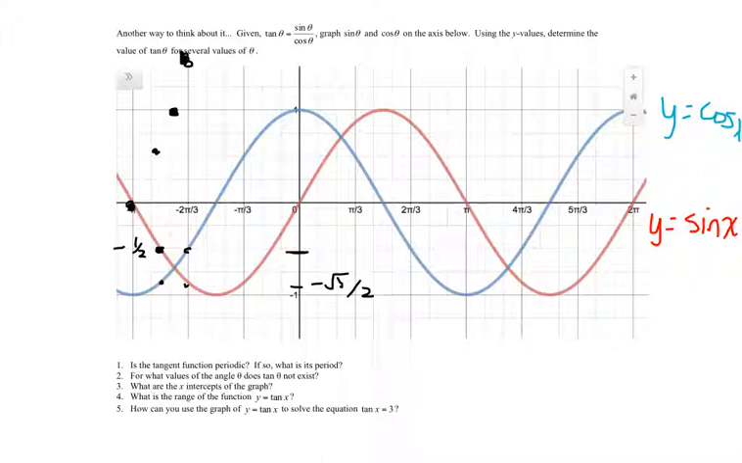And now if I think about what's happening here, my y value is negative 1 and my x value is 0. Negative 1 divided by 0, I'm not allowed to divide by 0. That puts in an asymptote.